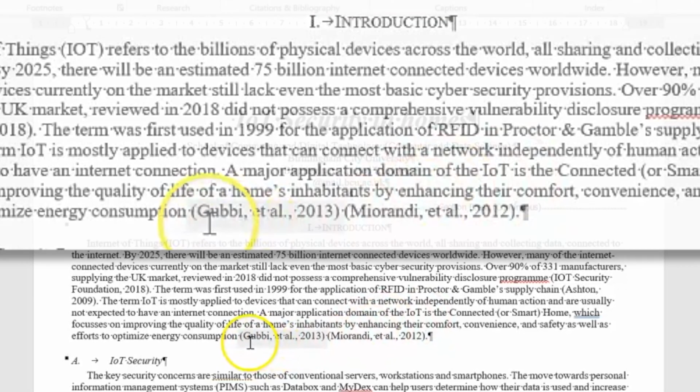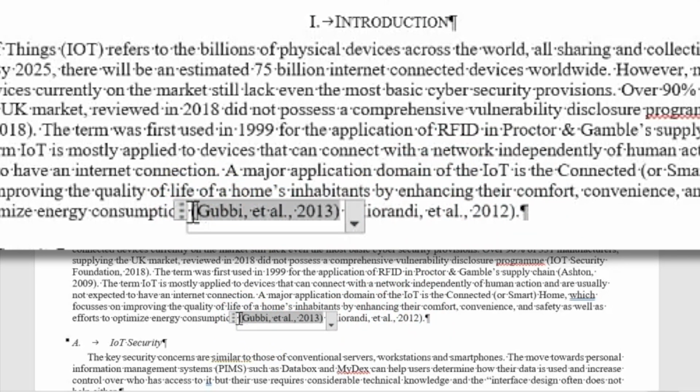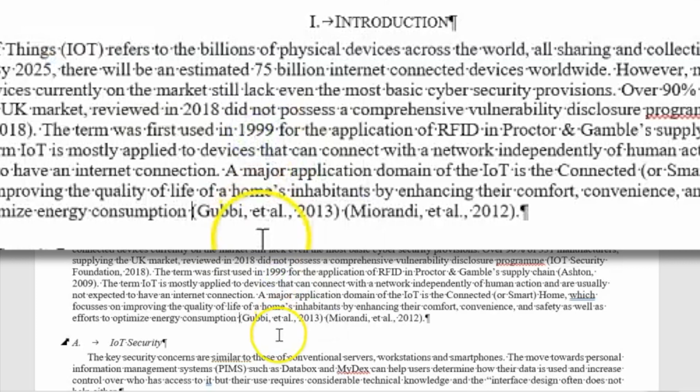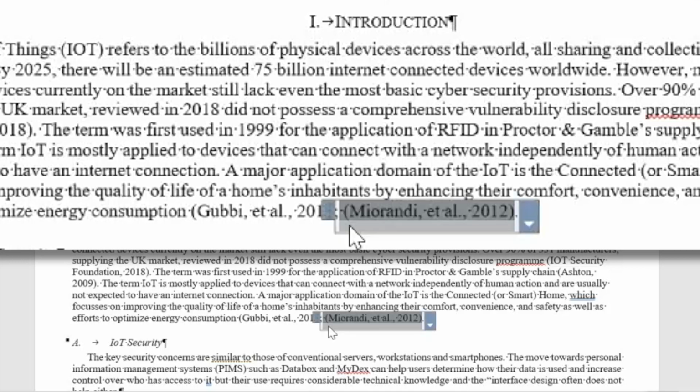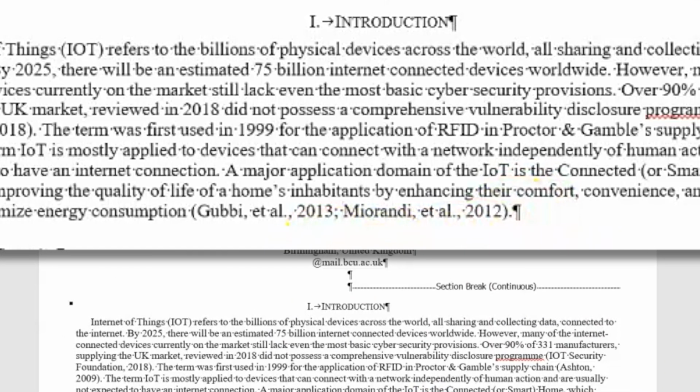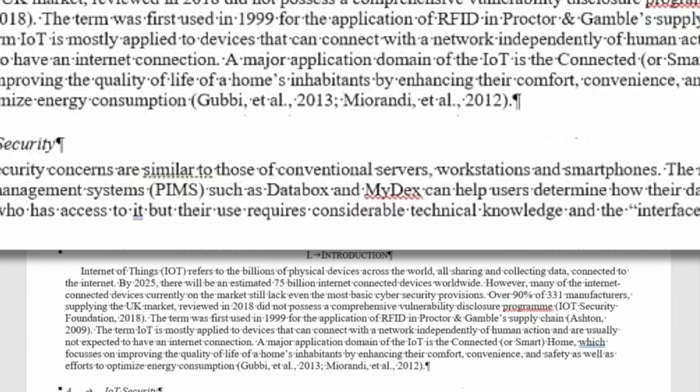So in the text, I've got this citation in the text. Now, if I wanted to edit that a little bit, there is a drop down where I can convert the citation to a static text, and then I can remove the brackets which have crept in there, and I can separate these two with a semicolon. I just probably need to make sure that where I've got two citations supporting my argument, they're in alphabetical order, which they are.